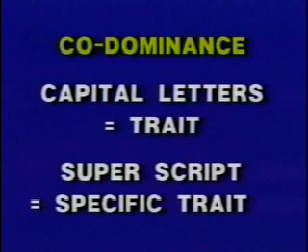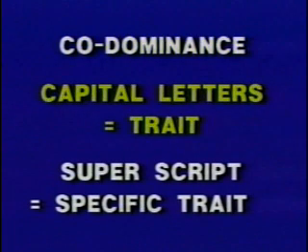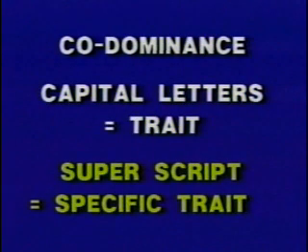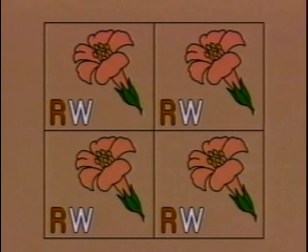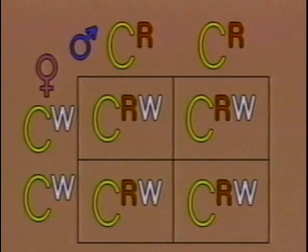Since neither gene is dominant, scientists designed another method for designating the genes involved in the cross. Capital letters are used for the trait, for example, capital C for color, and a superscript is used for the specific trait being studied. For example, R for red and W for white. Thus, RW would be the genotype for a 4 o'clock that is pink. The Punnett square would look like this.